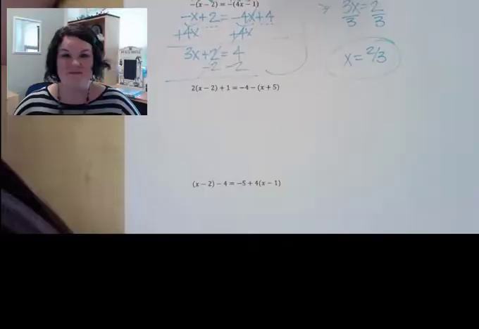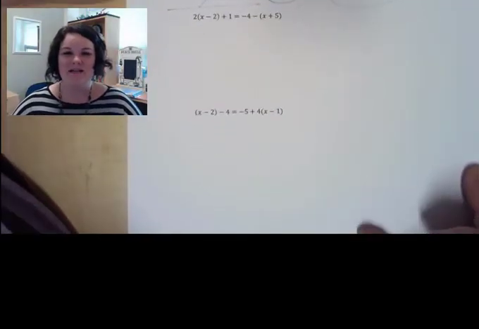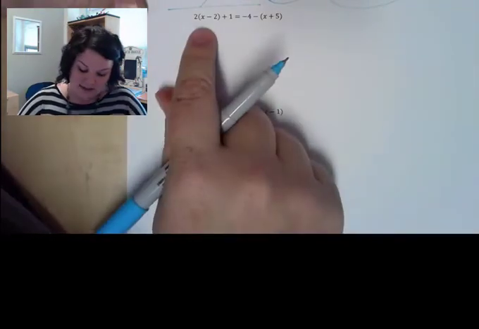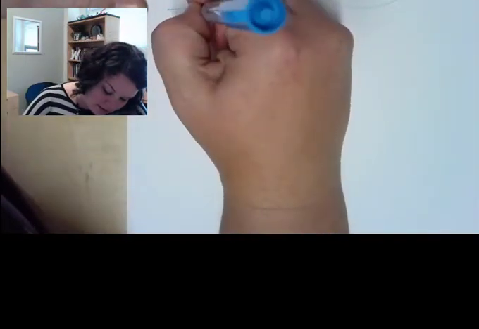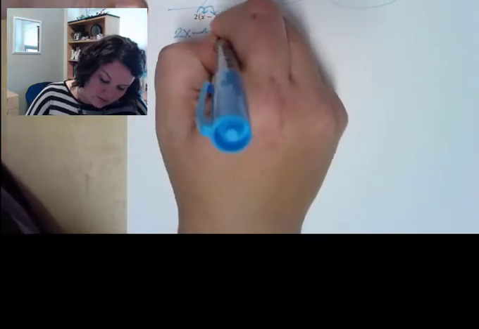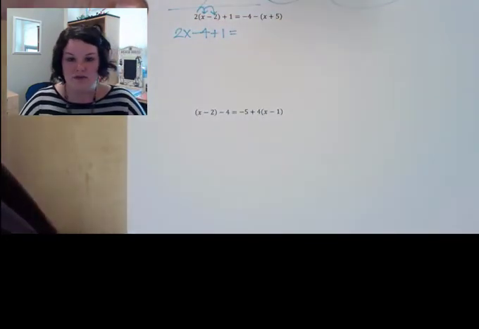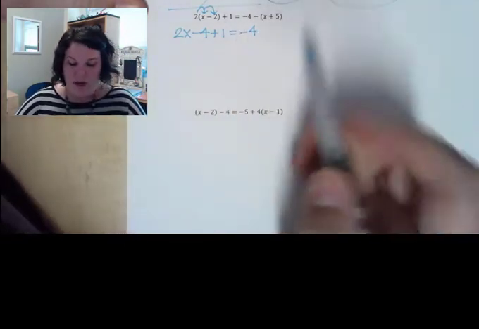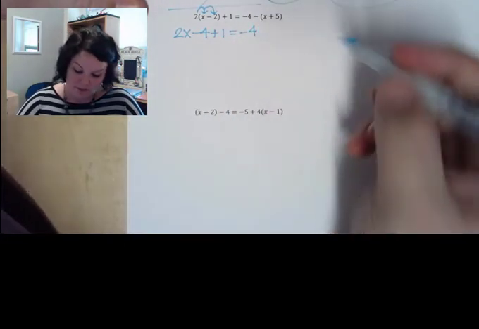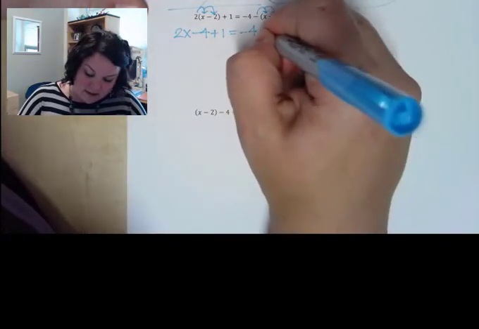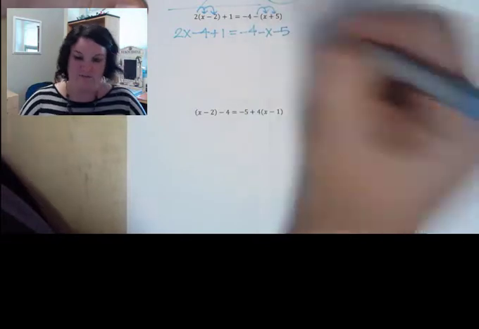Okay, let's look at another one. Same idea, simplify on both sides as much as possible first. So on this side, I'm going to distribute in this 2. So that will give me 2x minus 4 plus 1 is equal to, now on this side, the -4 doesn't need anything, but this quantity has a negative in front of it, which needs to be distributed in, which will create that to be -x minus 5.